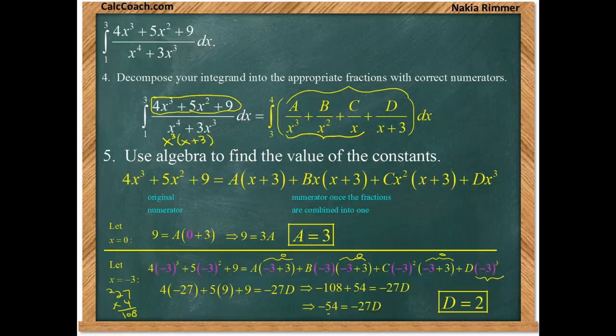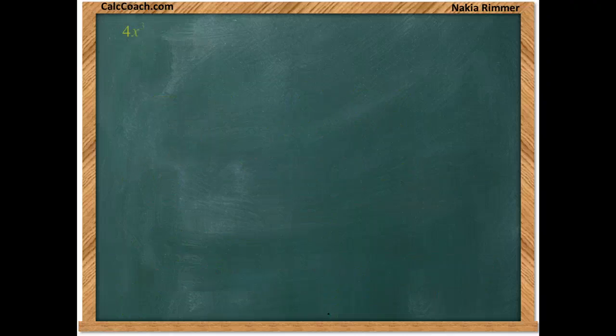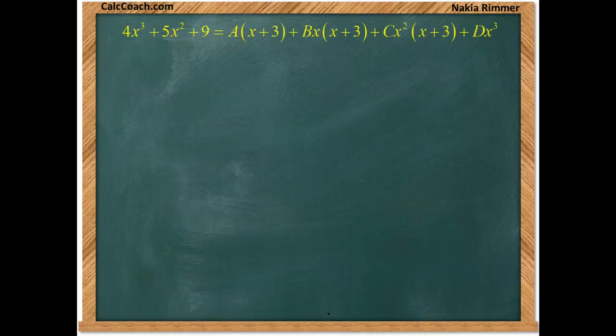We have A and D. Now we need to go get B and C, but there are no more smart choices as far as things that will kill immediately all the terms. So let's see what happens. After you run out of choices that will kill the terms, you should just pick things that are easy to plug into. It's easy to plug a 1 in. So we know that A is 3, we know that D is 2. Let's plug a 1 in.